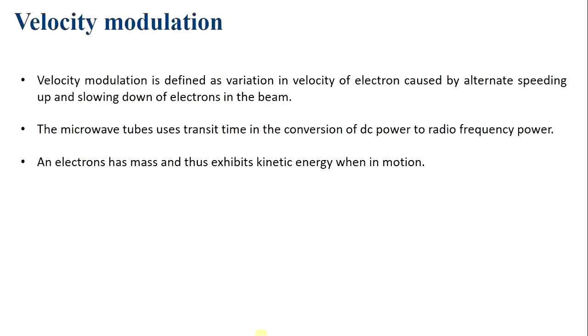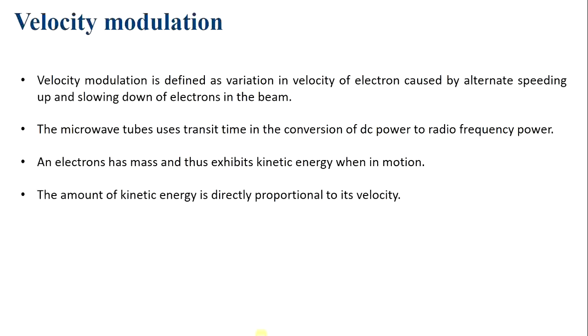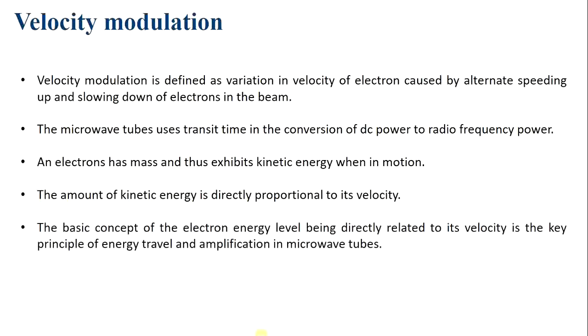Before proceeding to the microwave tube, we must understand how electrons interact with the electrostatic field. An electron, as we know, has mass and exhibits kinetic energy when it is in motion. The amount of kinetic energy is directly proportional to its velocity. That is, the higher the velocity, the higher the energy level. This basic concept of electron energy level being directly related to its velocity is the key principle of energy travel and amplification in the microwave tubes.